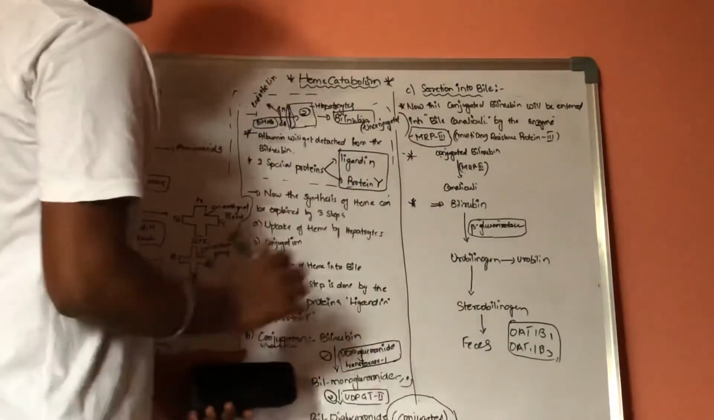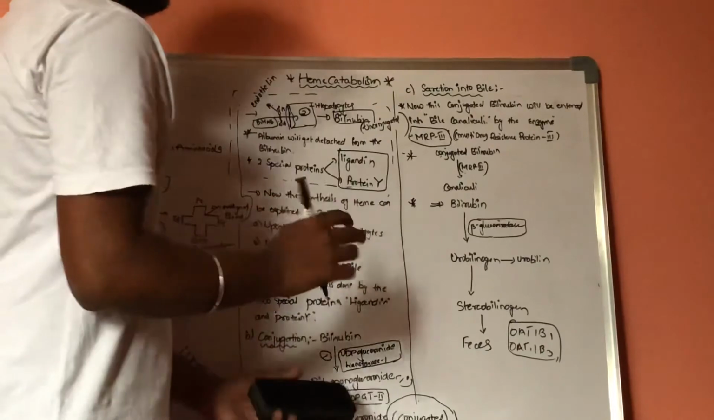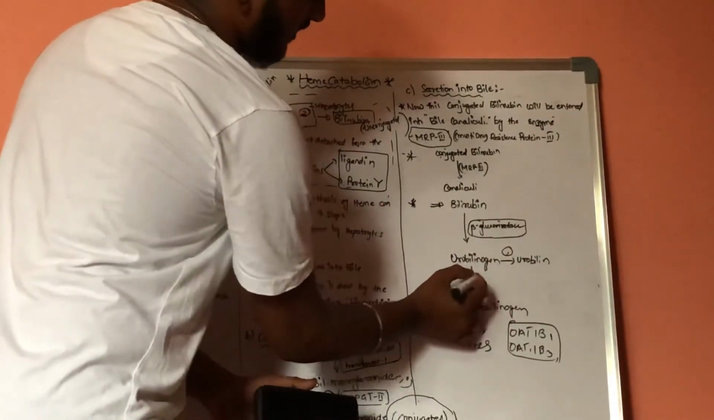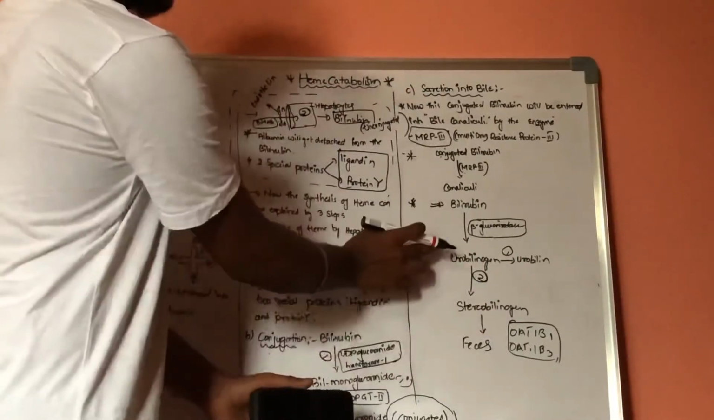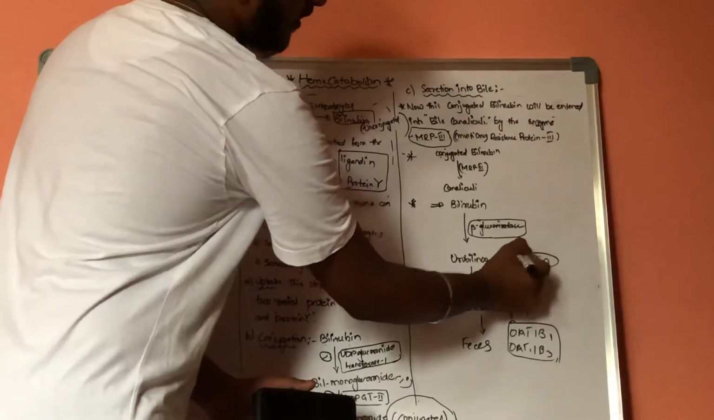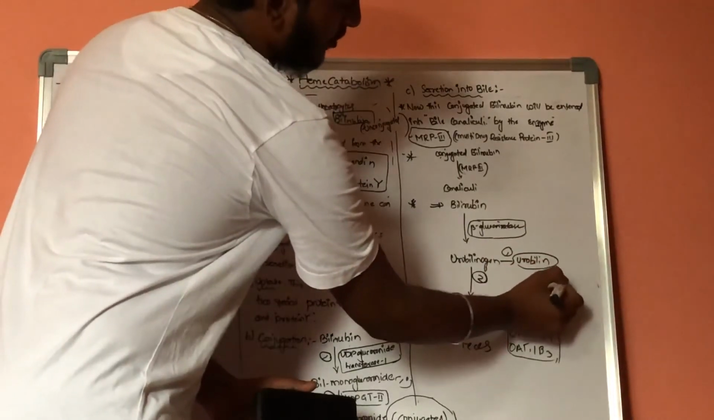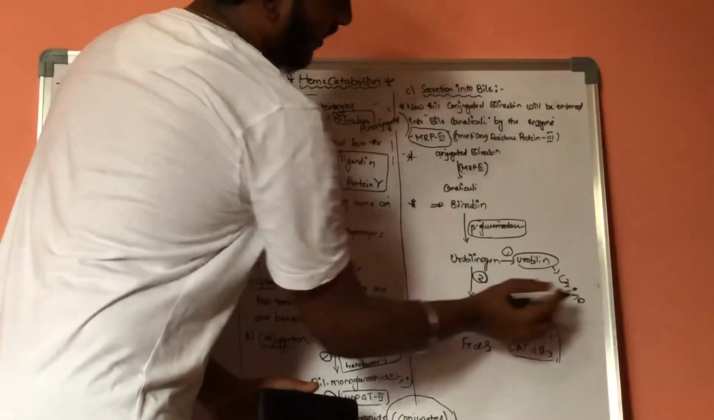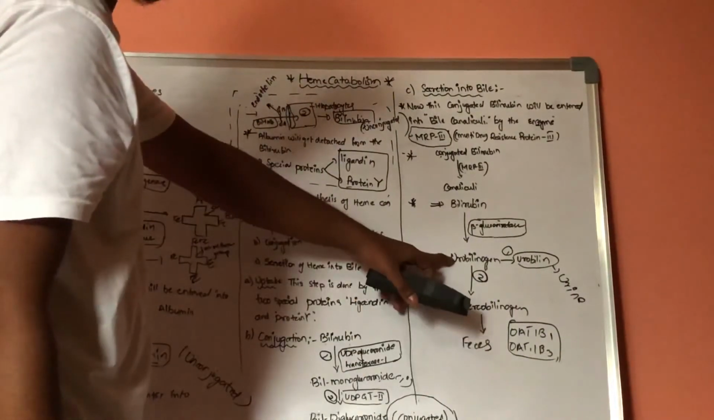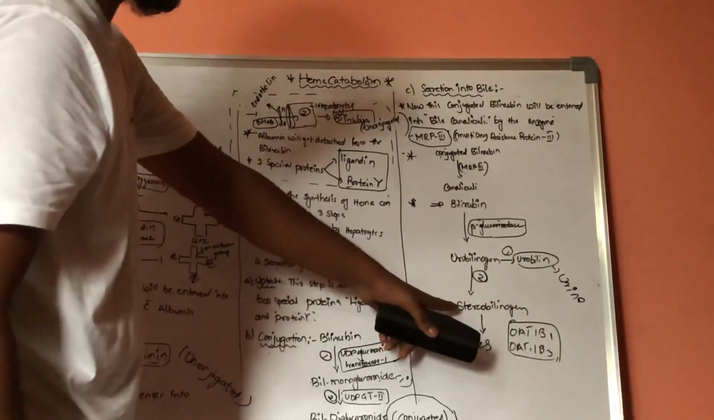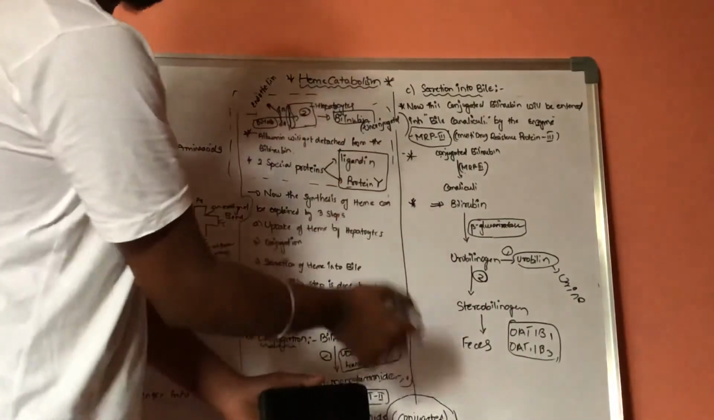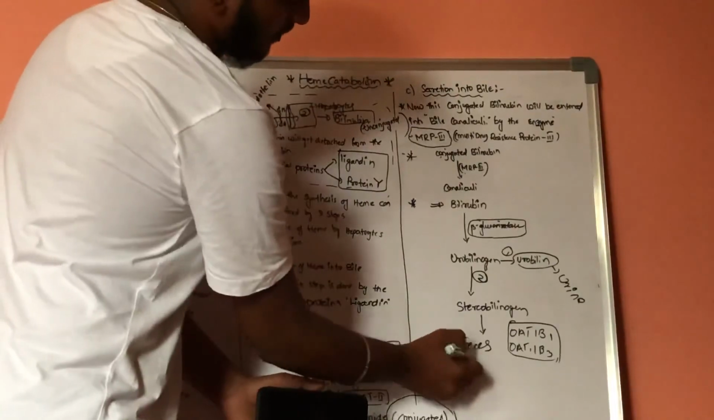Now this urobilinogen has two possibilities. This is the first possibility, this is the second possibility. This urobilinogen can either be converted into urobilin and excreted through urine. The other possibility is that this urobilinogen will be converted into stercobilinogen. Now this stercobilinogen will go out of our body through fecal matter.